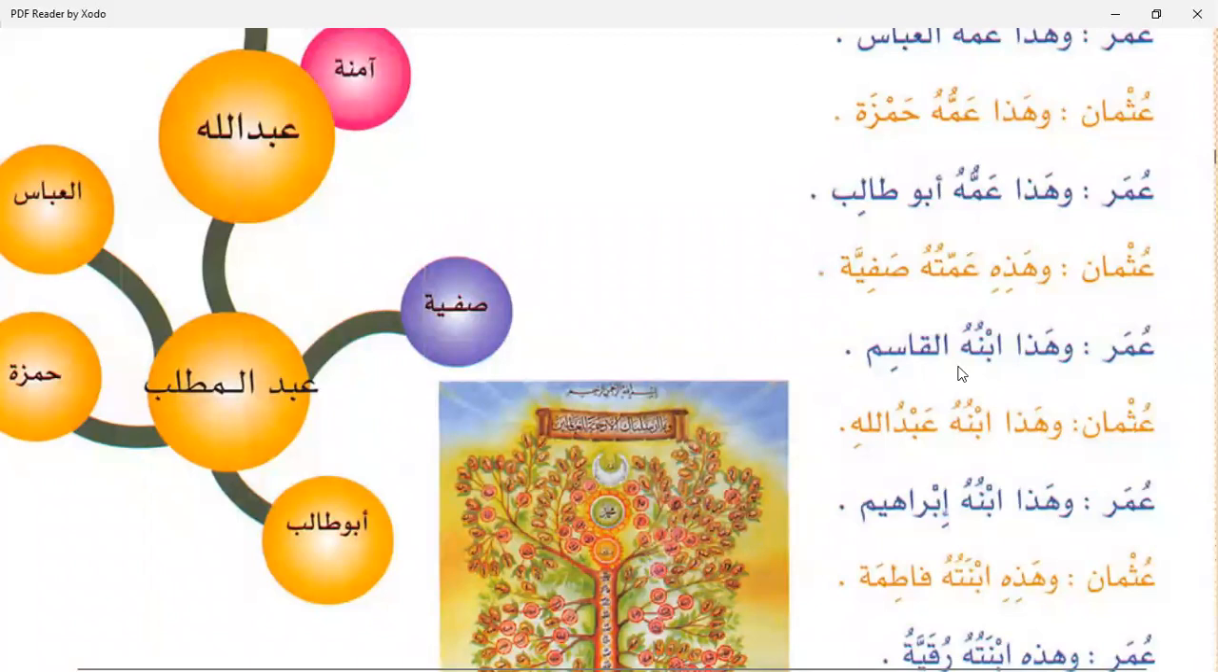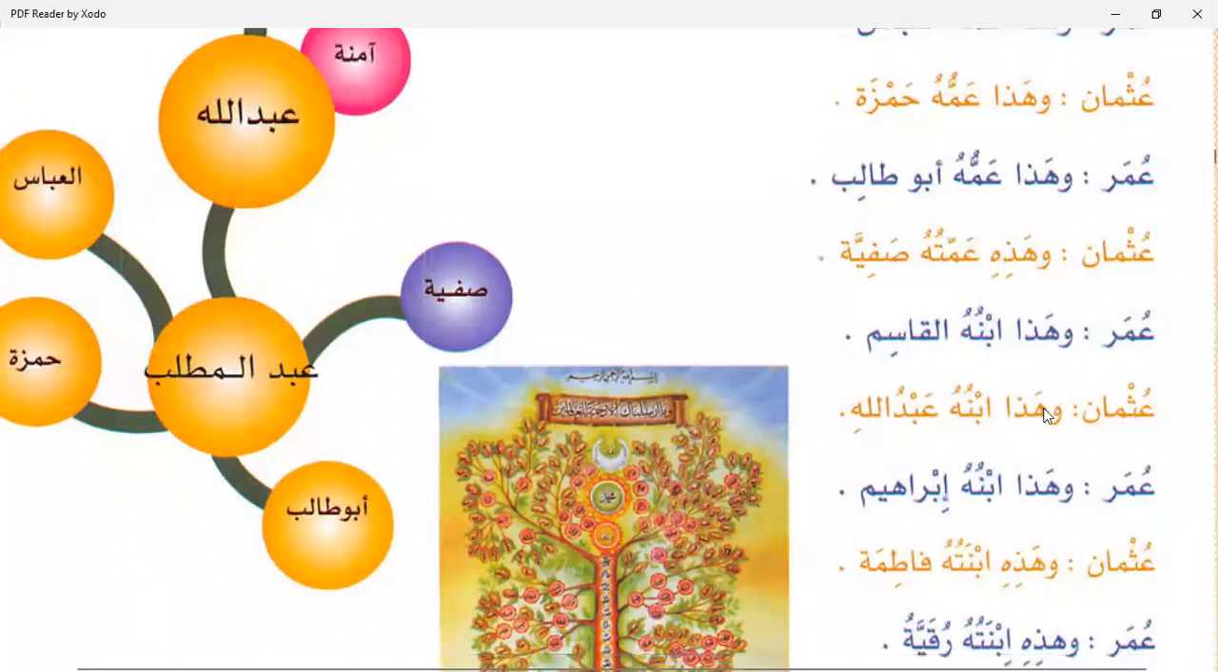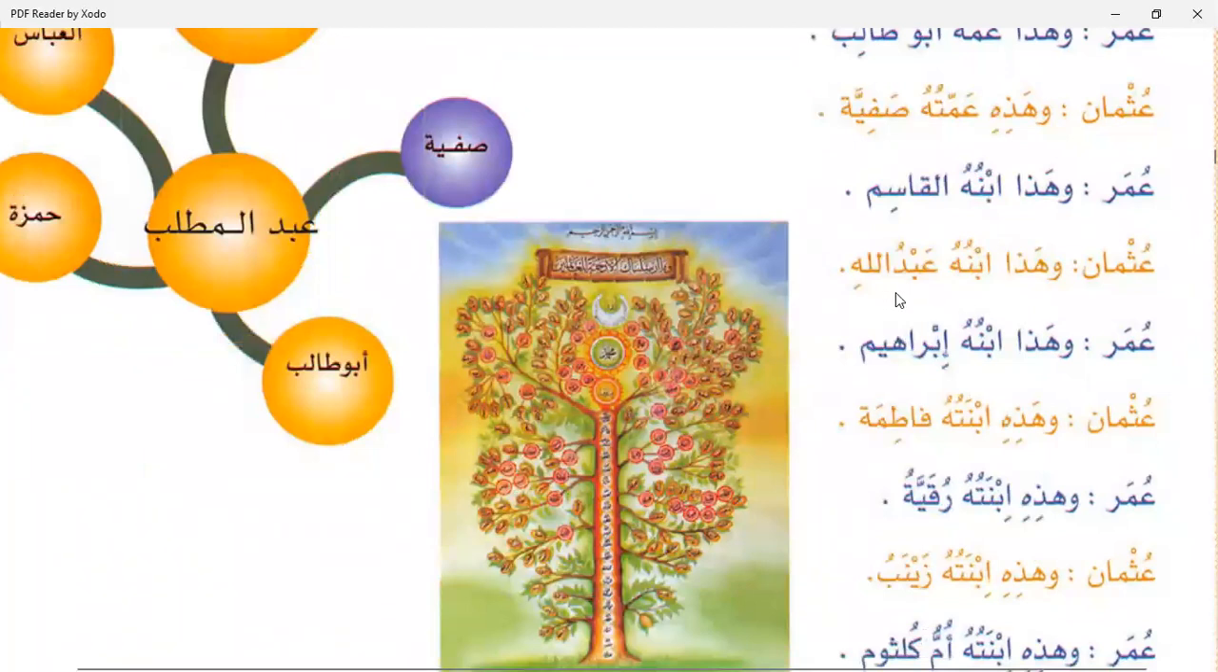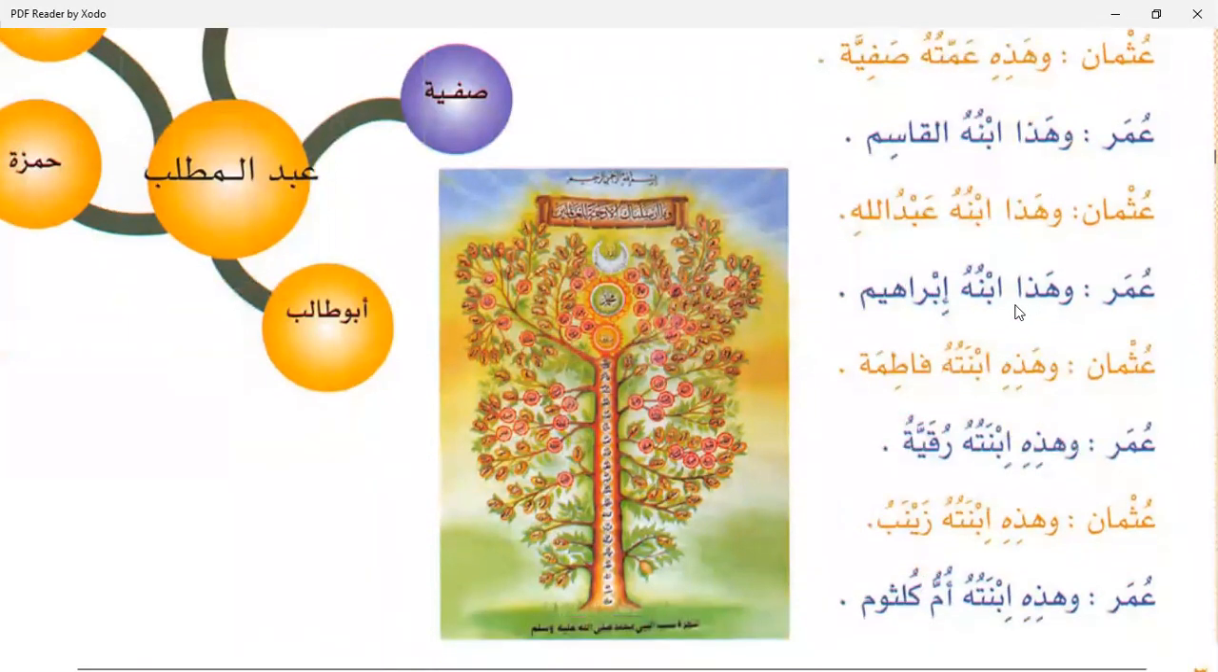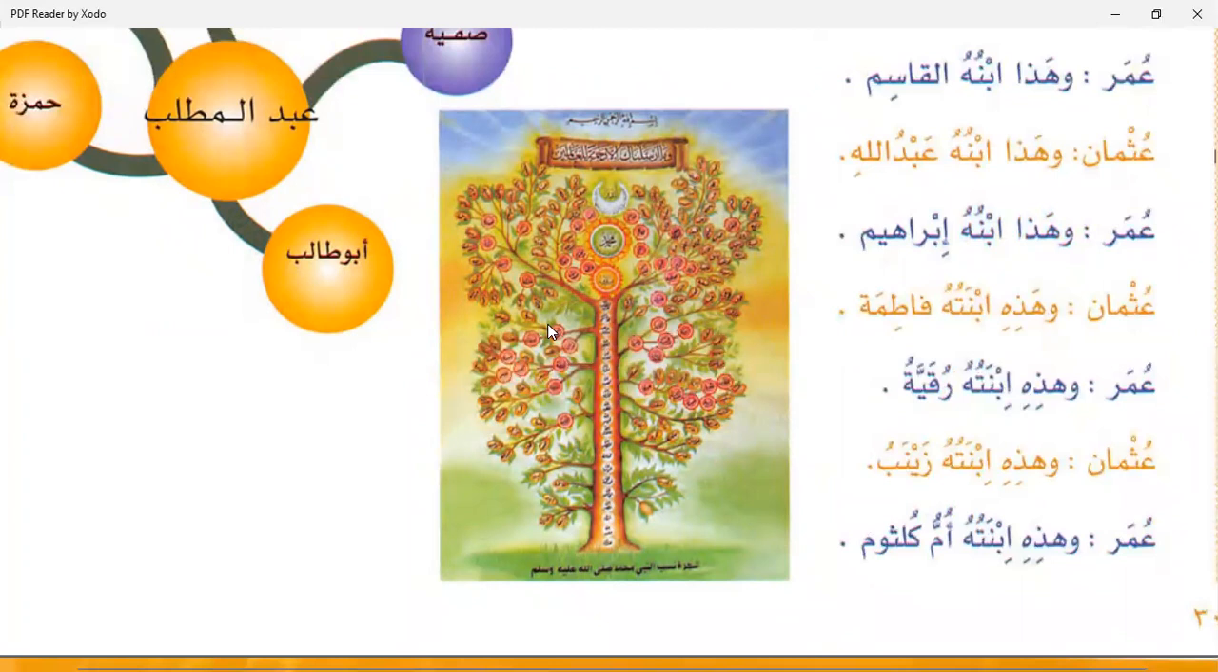Wahazabnuhu Qasim. And this is his son Qasim. Wahazabnuhu Abdullah. And this is his son Abdullah. Wahazabnuhu Ibrahim. And this is his son Ibrahim. Wahazihi ibnatuhu Fatima. And this is his daughter Fatima. Wahazihi ibnatuhu Ruqayya. And this is his daughter Ruqayya. Wahazihi ibnatuhu Zainab. And this is his daughter Zainab. Wahazihi ibnatuhu Umm Kulthum. And this is his daughter Umm Kulthum.